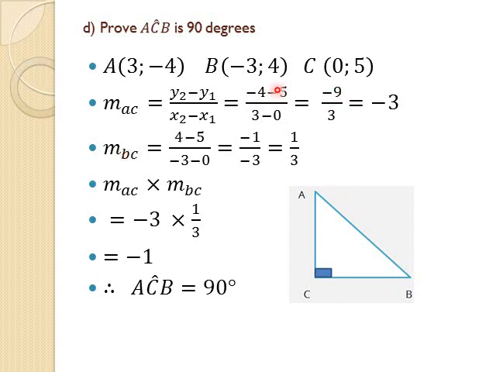Gradient BC, right, 4 minus 5 over minus 3 minus 0. 4 minus 5 gives me negative 1. Minus 3 minus 0 is minus 3. Negative divided by negative is positive, that gives me 1 over 3. So gradient AC times gradient BC, negative 3 times 1 over 3. 3 and 3 cancel, so I'm left with negative 1. Therefore, ACB equals 90 degrees.